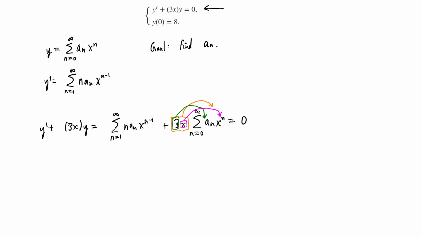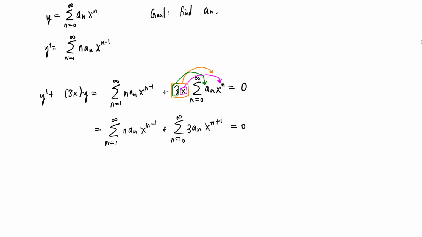This picture I've got here is kind of weird, but this now becomes the sum, n from 1 to infinity, of n times a sub n, x to the power n minus 1, plus the sum, n going from 0 to infinity, of 3a sub n, x to the power n plus 1, and this all equals 0.